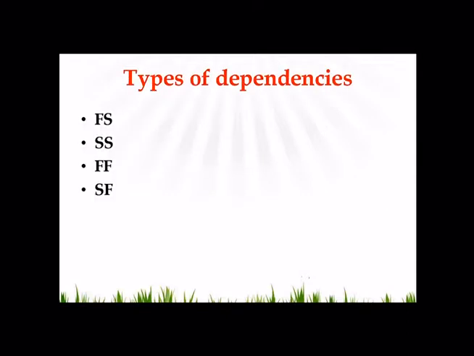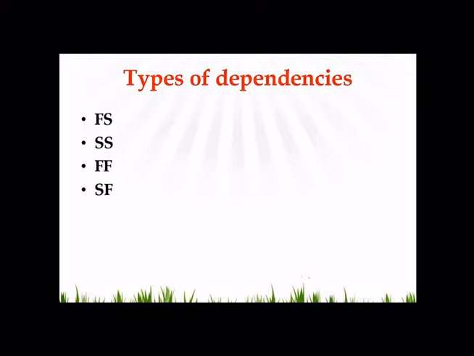So before we proceed towards MS Project, let me explain four basic types of dependencies. The first one is finish to start, denoted as FS. It means when the first activity finishes, the second would start. In other words, we can say the first activity's end is linked with the start of the second activity.